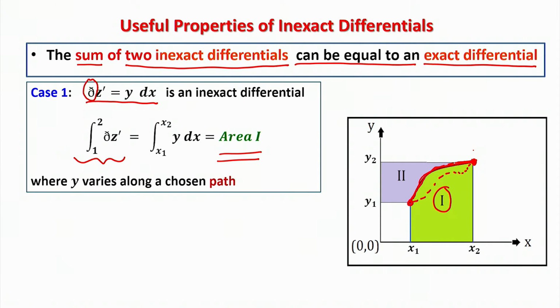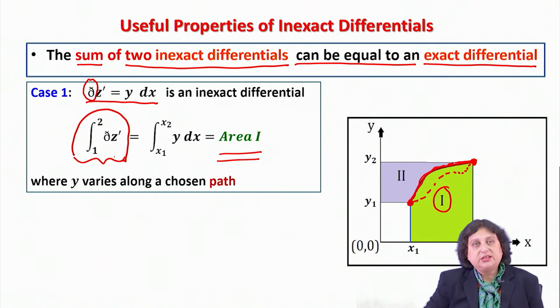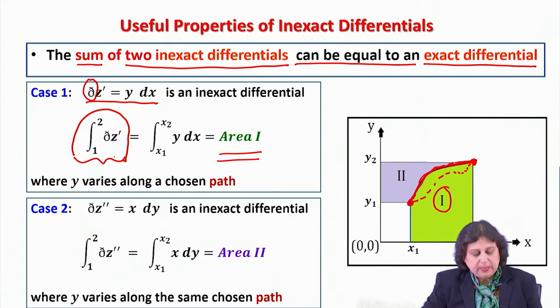So, you understand that the area under this dashed curve will be very different from the area under the solid red curve. And therefore, the answer to my question, what is the result of this integration, I would say is dependent on the path that you have chosen to go from the initial state to the final state.